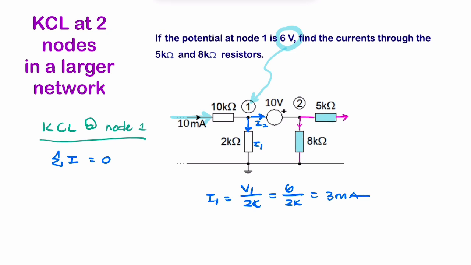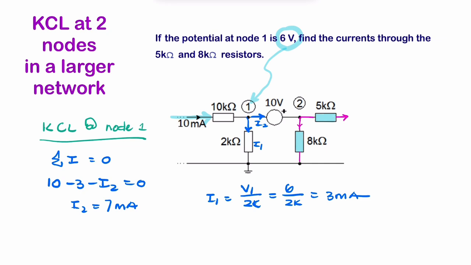So we know we have 3 milliamps going this way, and Kirchhoff's current law, so you've got 10 minus 3 minus I2 equals 0. So I2 is 7 milliamps. So that sort of makes sense. We've got 10 milliamps going in, we've got 3 milliamps going this way, therefore 7 milliamps going that way.